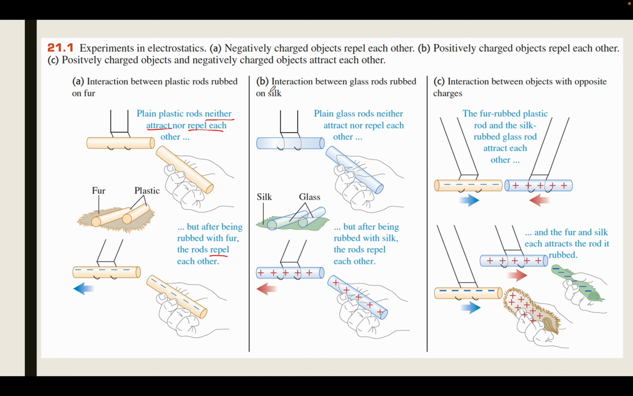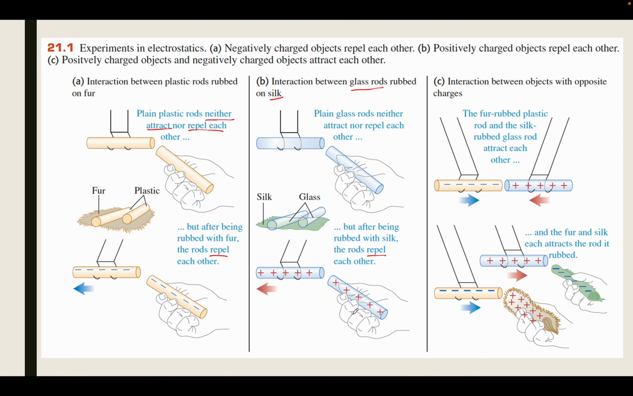For letter B, we have the interaction between glass rods rubbed on silk. Again, plain glass rods neither attract nor repel each other. Once we rub the glass rods with silk, the rods still repel each other. These two glass rods acquired a positive charge, so since they both have positive charge, they repel each other.